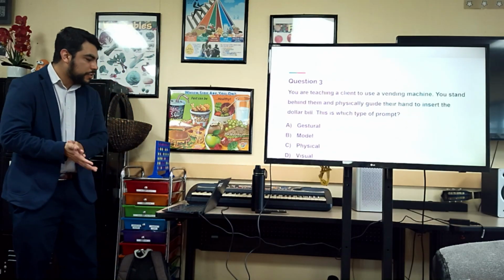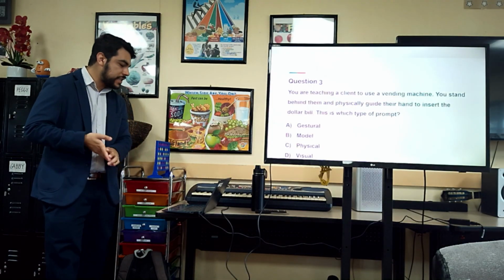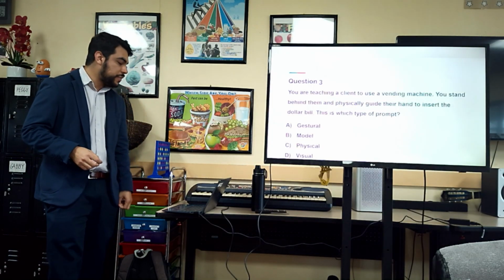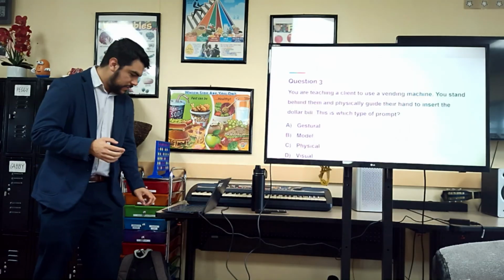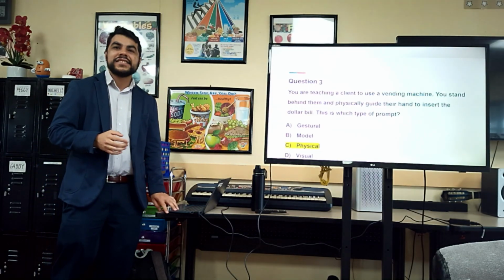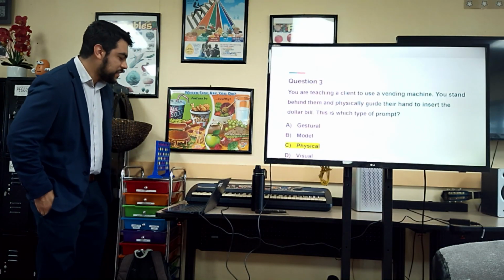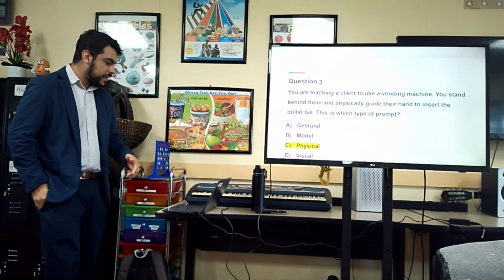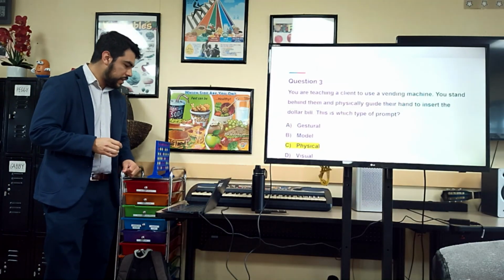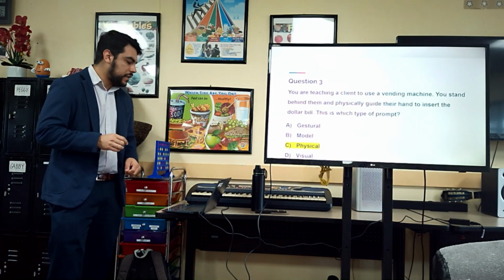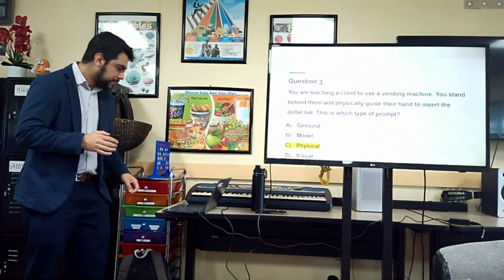Okay. You are teaching a client to use a vending machine. You stand behind them and physically guide their hand towards the dollar bill. What type of prompt is this? Physical? Yes, physical. That was quick, nice. Yeah, physical prompt. A gesture would be pointing, modeling would be displaying how to put the dollar in the machine, and then a visual would probably be a picture of somebody putting it into the machine.